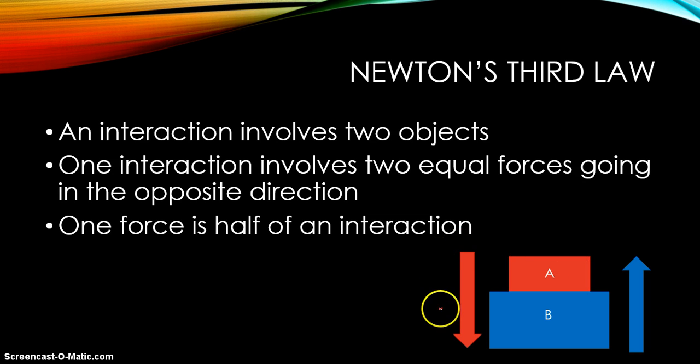But this arrow, the red arrow, shows the force of A on B, and the blue arrow shows the force of B on A. So you can see that one force is only half of an interaction, because the interaction would include both arrows in this whole system right here. But one arrow only shows the force of one box on the other.